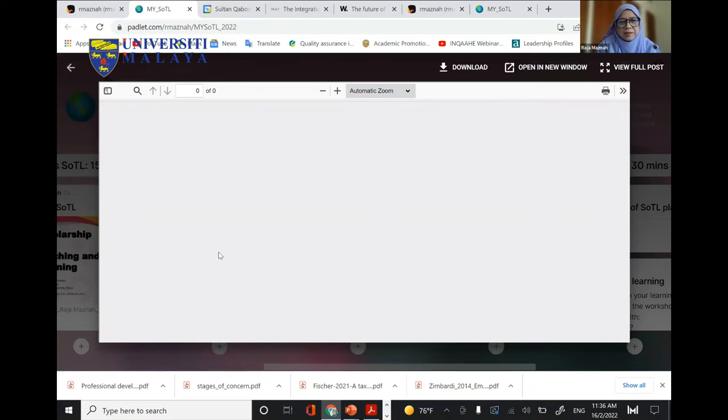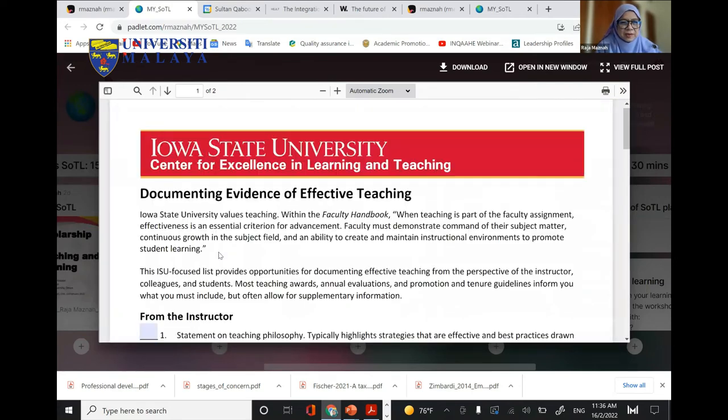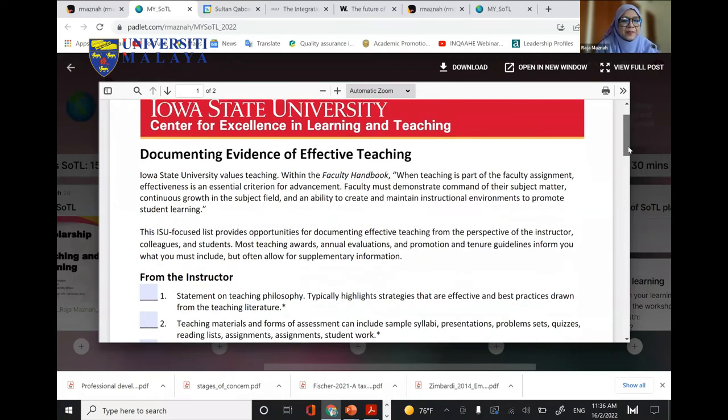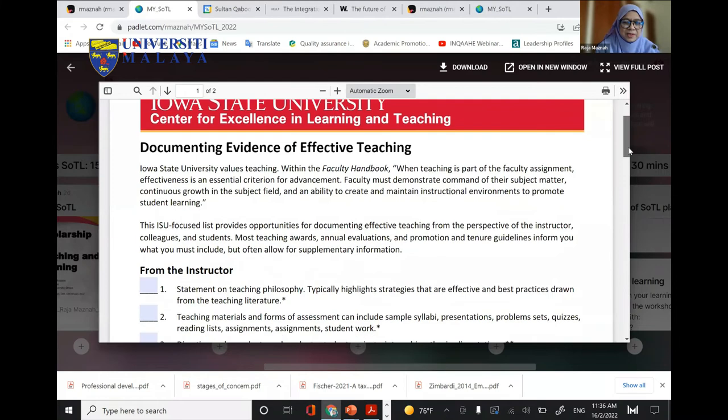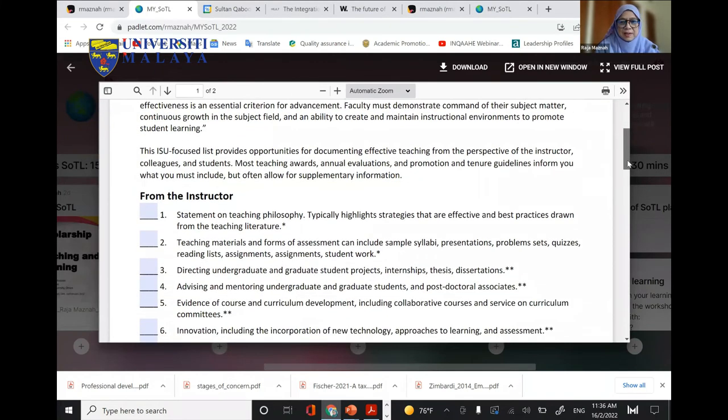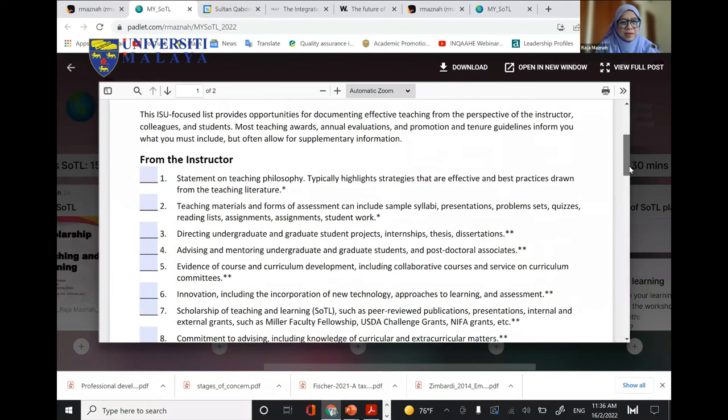What is it about documenting your teaching or documenting evidence of effective teaching? Because sometimes you want to go for promotion, but you don't know what to put together in your portfolio, maybe, or you want to go for a teaching award, and you're not sure. So these are some of the things that you can do to document your teaching.